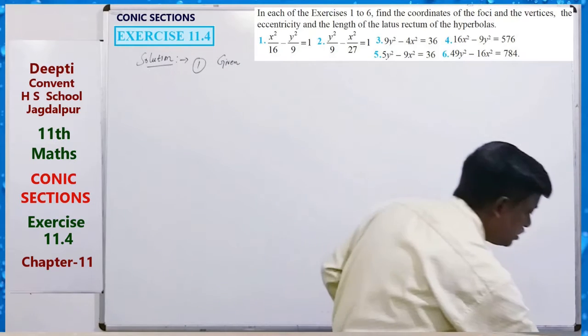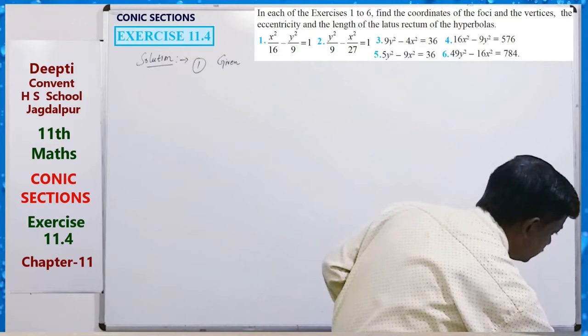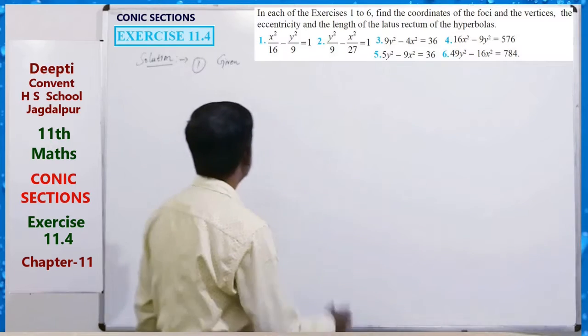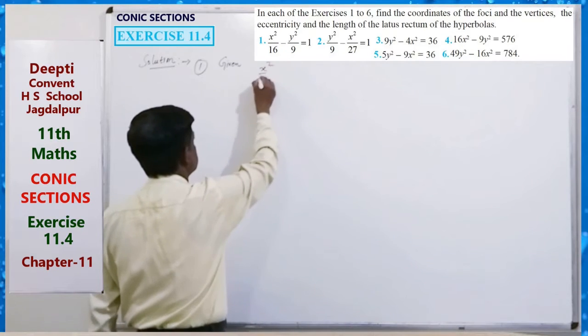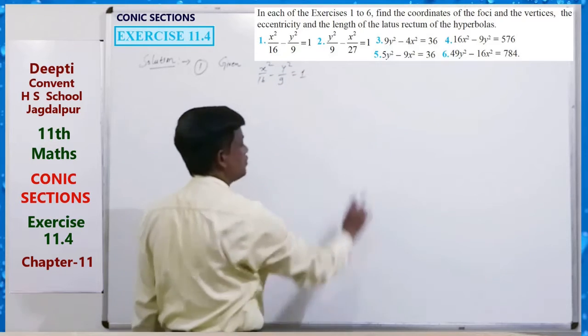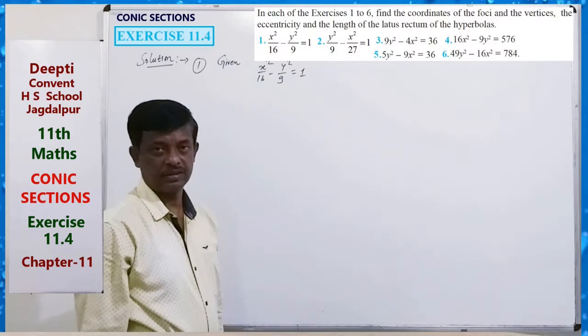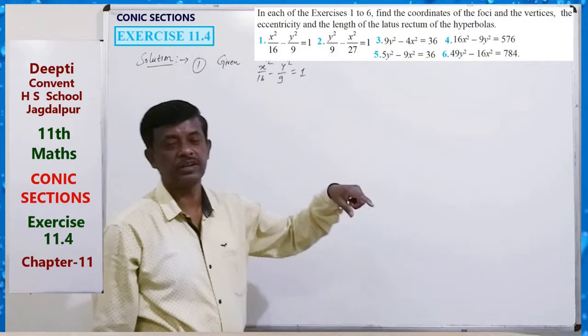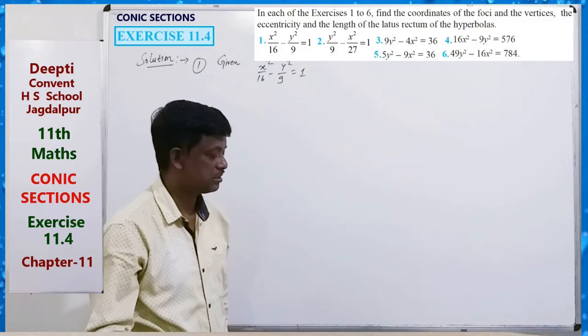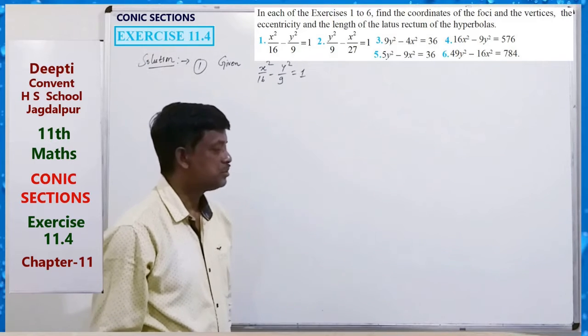In question 1, it is given that x square by 16 minus y square by 9 equals 1. This is the given hyperbola, and we have to find focus, vertex, eccentricity, and length of latus rectum. All 4 things we have to find.